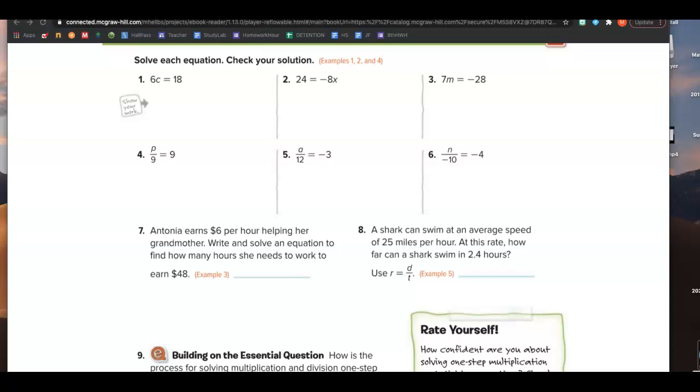Yes. So, number one, how do you solve? First of all, what's the saying that we always use? Opposite operation. So what operation are these two right now? Multiplication. So what would be the opposite? So I divide, and what number do I divide by? 6. Okay, so that would give me C equals what? 3. Thumbs up if you got that.